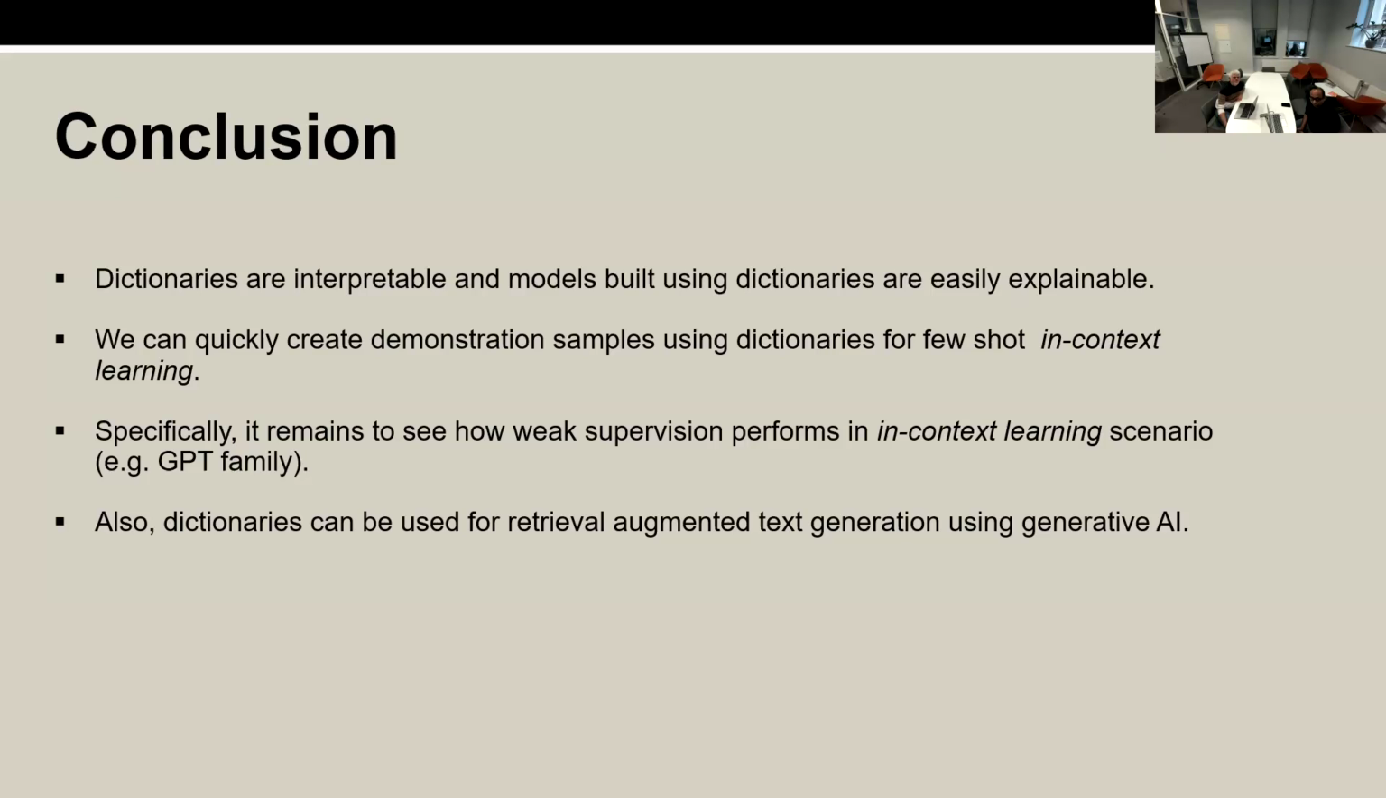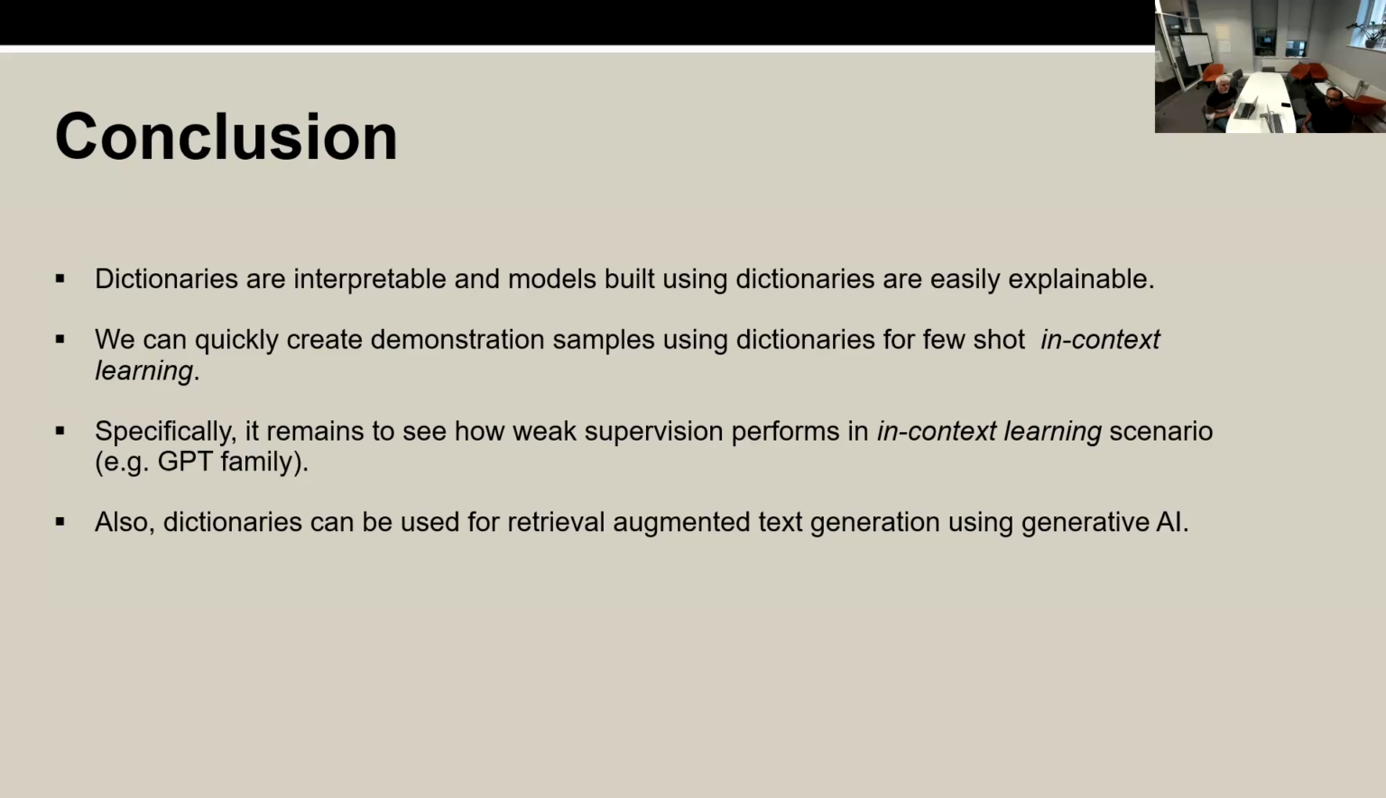It remains to be seen how this weak supervision will work in in-context learning systems, for example GPT-3. If we use the same weak learning, how will it work? That is actually a research question that I'm thinking of.